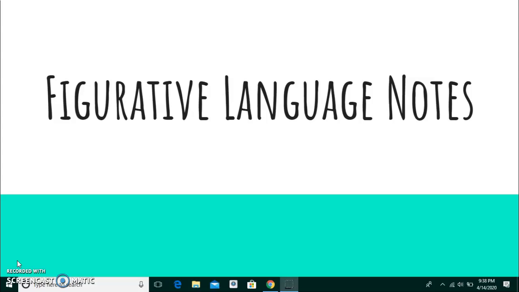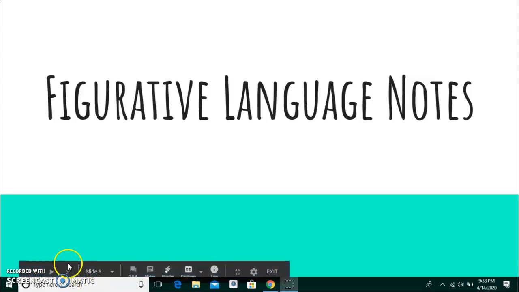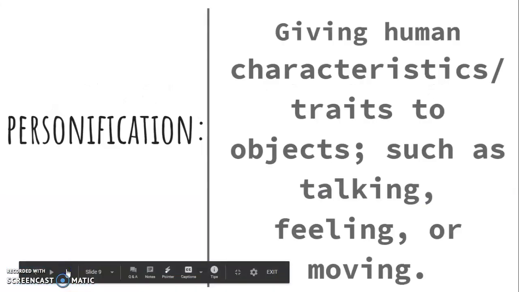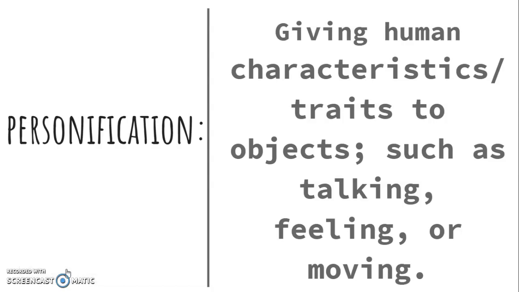We're going to be starting by taking notes. So go ahead, take out your figurative language notes. We have taken notes over simile and metaphor, and today we're going to be adding personification. Okay, so personification is giving human characteristics or traits to objects, such as talking, feeling, or moving.